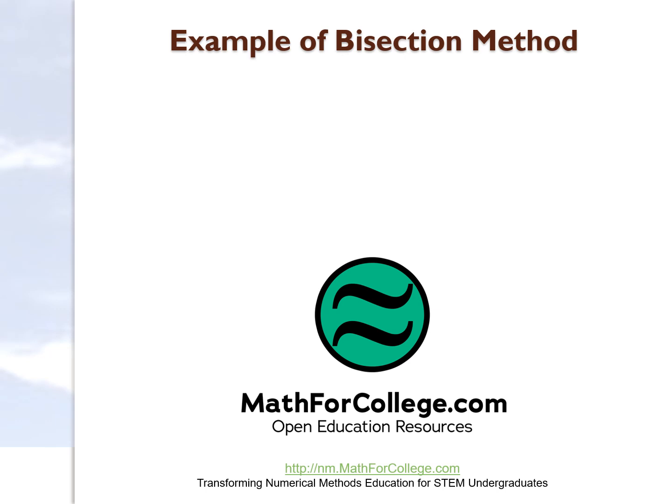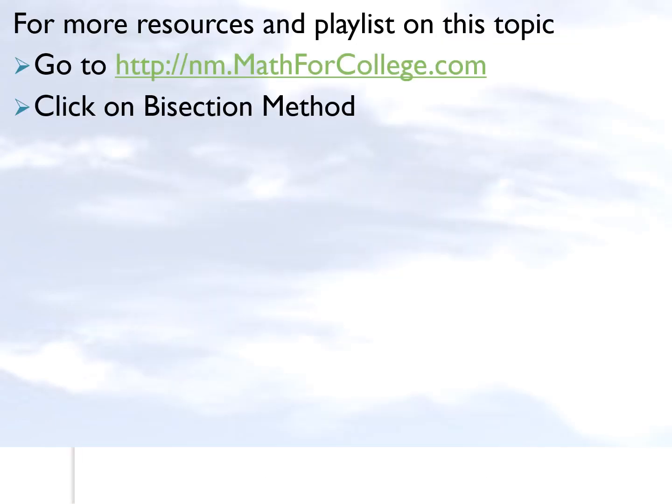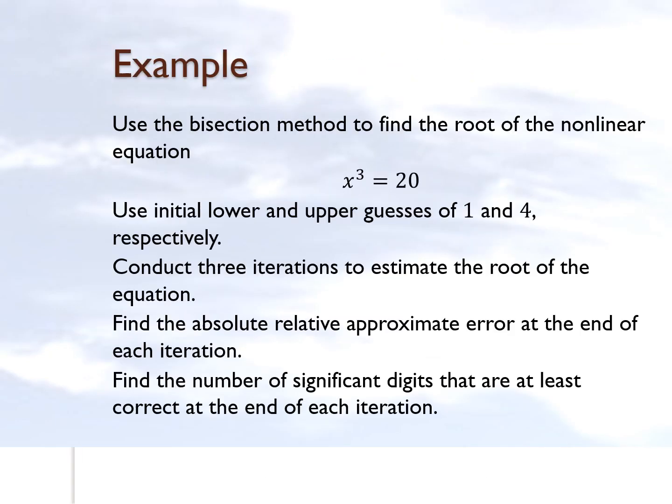In this segment, we'll talk about an example of using the bisection method to solve a nonlinear equation. The example we're asked to solve is to find the root of this equation right here, and we are supposed to use the initial bracket of 1, 4.